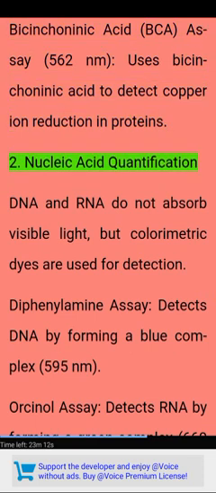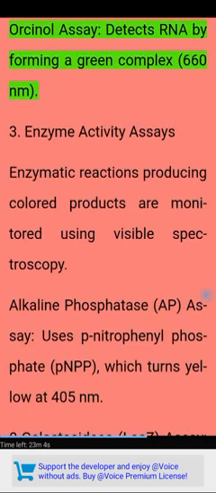2. Nucleic acid quantification. DNA and RNA do not absorb visible light, but colorimetric dyes are used for detection. Diphenylamine assay detects DNA by forming a blue complex (595 nanometers). Orcinol assay detects RNA by forming a green complex (660 nanometers).